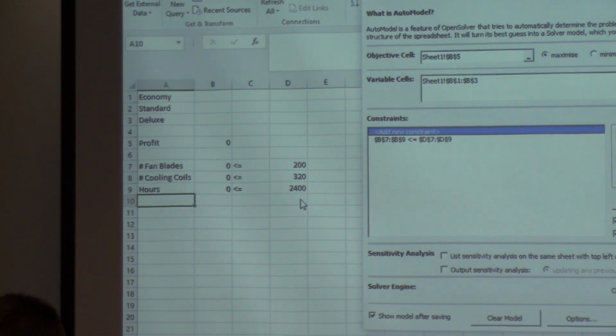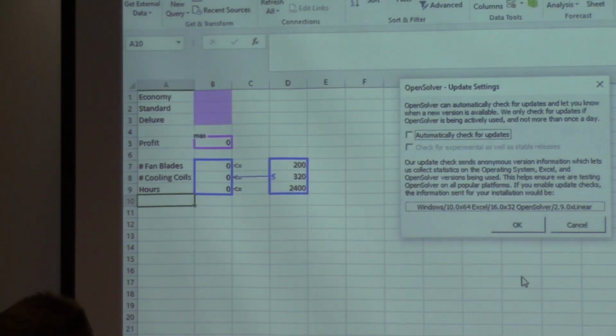All right. And I am going to click on this now. I'll put the sensitivity analysis. That's going to become important in just a second here. All right.